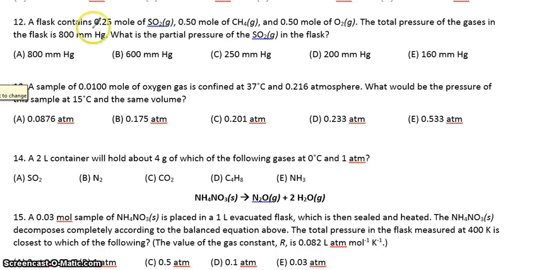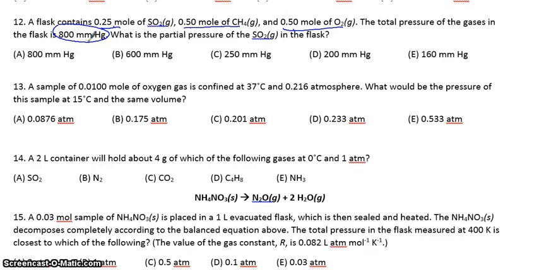So we have ourselves a flask containing 1/4 mole of SO2, 1/2 mole of CH4, 1/2 mole of O2. The total pressure is 800 millimeters of mercury. What's the partial pressure of SO2? Now remember, each of these gases applies a certain pressure depending on how much of the gas there is. So if you knew the individual partial pressures of each of these, you can simply add the partial pressures up to give you the total pressure.